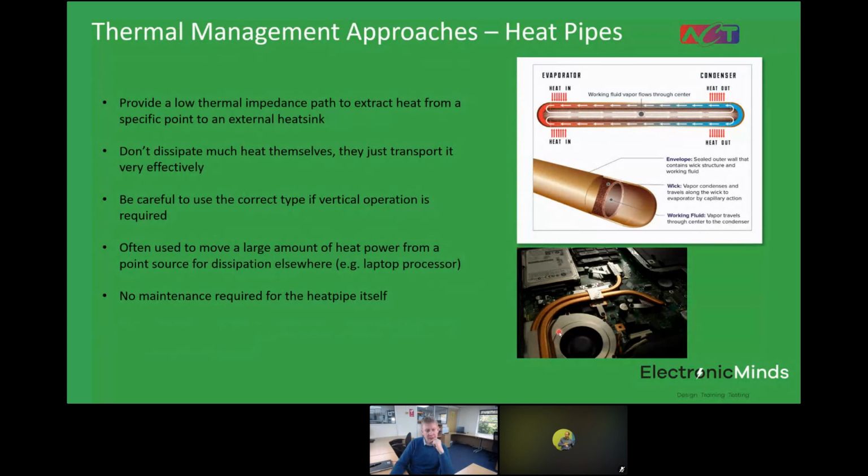The good thing also is that if you use them correctly, you don't need any maintenance for that heat pipe. It's a self-contained item that just doesn't need any servicing at all, because there's nothing that really can go wrong with them.